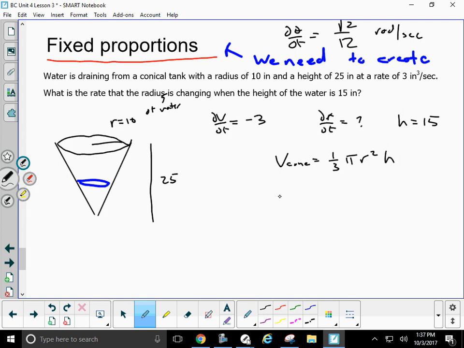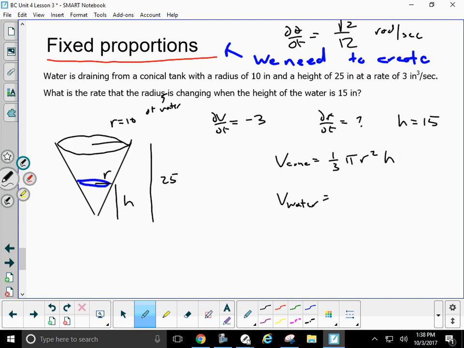But we're going to be talking about the volume of the water in my cone. I can't plug in 10, and I can't plug in 25, because those are fixed values for my tank. We are talking about the water in my tank. There is no fixed value, because as water is draining out, this radius is changing, and this height is changing. Okay? So, I don't know what to do. I have dV/dt. I need to find dr/dt, but there's obviously a dh/dt, okay?